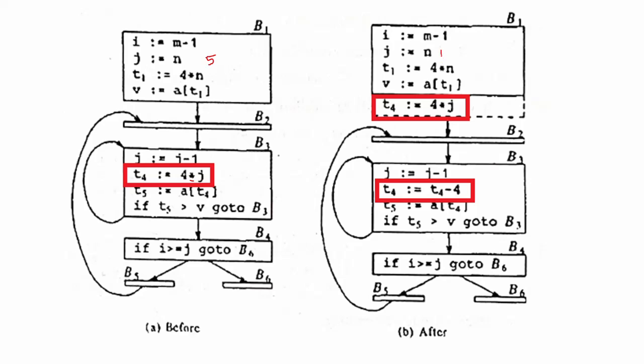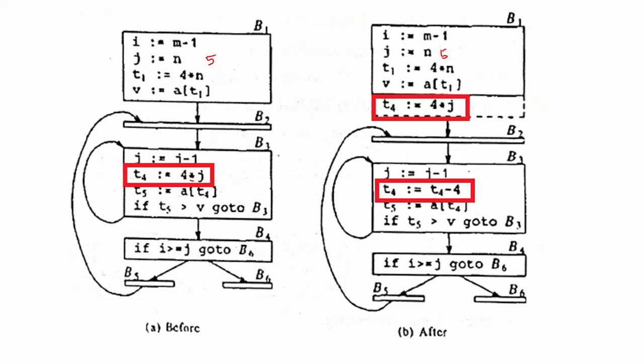That is, for example, if my N value is equal to 5, then J will be 5. So T4 is equal to 4 into 5, which is 20. We are fixing this T4 value, right? Now, if you enter inside this loop, J equal to J minus 1, which means J value now will be 4. T4 is equal to, what is T4? 20. 20 minus 4 we can have, right? And then now this T4 value will be replaced as 20 minus 4, which is 16.